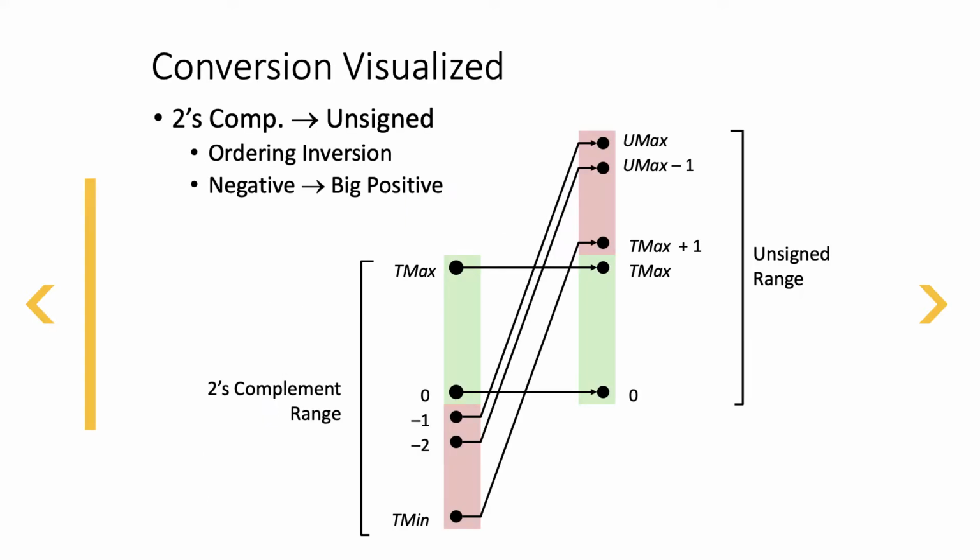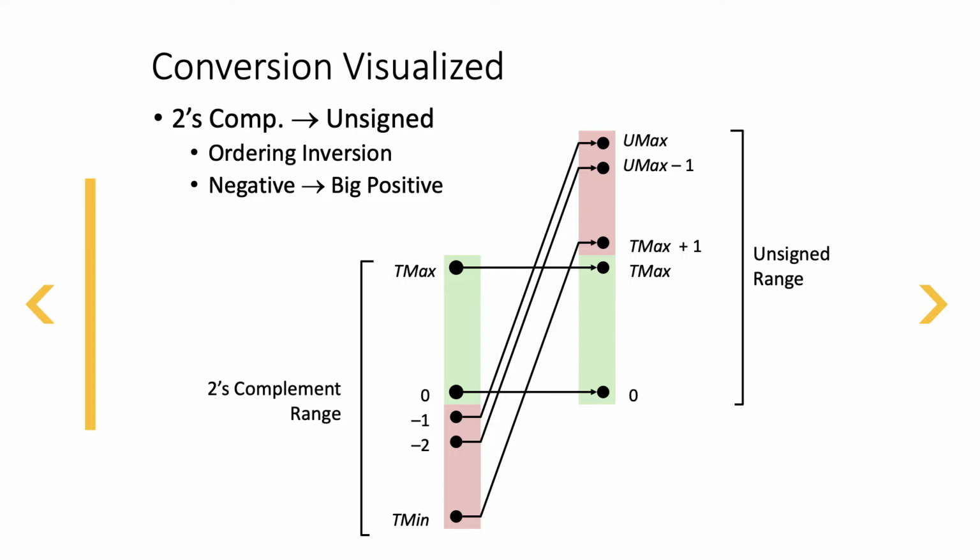Now, to visualize that, we can see that from 0 to T max, again, the same representation has the same value. It's when we actually get into the negative numbers, when the 2's complement becomes negative, that we get into a different range.